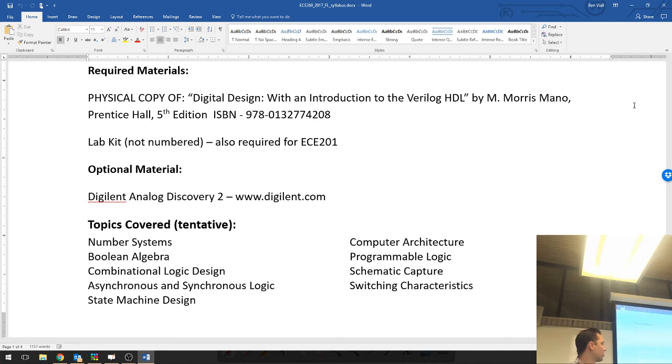Optional is your own Digital and Analog Discovery 2. It is a logic analyzer and function generator. It's not the cheapest thing. It's about the cost of another textbook. I will say that I have received emails from students who've taken the course in the past. This used to be required.